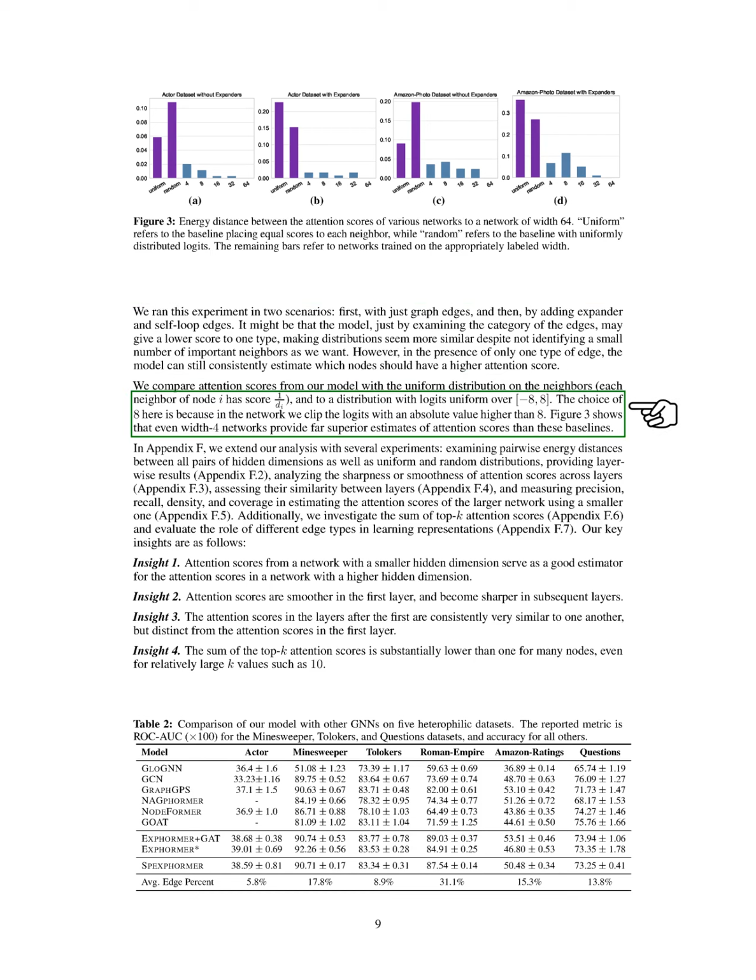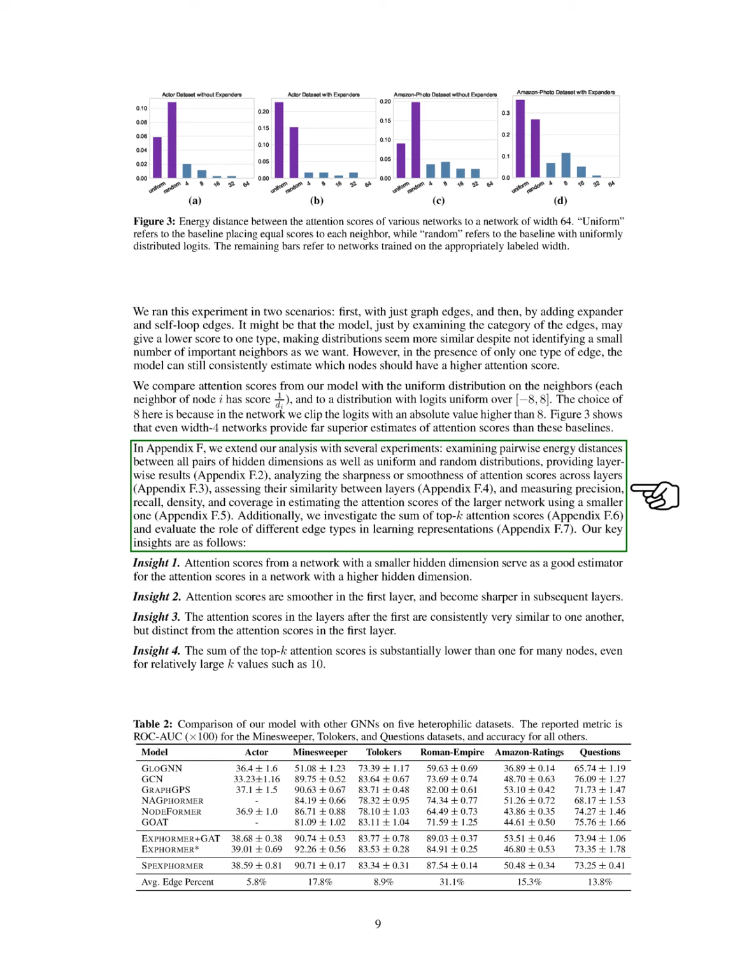Our findings show that even networks with a width of 4 provide much better estimates of attention scores than these baseline methods. In our extended analysis, we explore various aspects, including pairwise energy distances, the sharpness of attention scores across layers, and the precision and recall in estimating the larger network's attention scores using the smaller one. We also look at the sum of the top K attention scores and the impact of different edge types on learning representations. Our key insights are as follows.